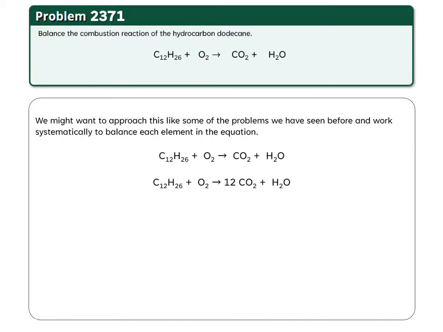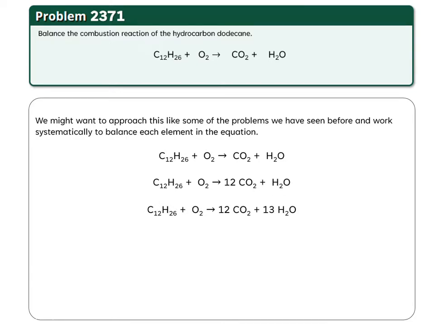We might also observe that we have 26 hydrogen atoms in dodecane, and we can balance the hydrogen atoms by adding a coefficient of 13 to the water molecule to create 13 times 2 equals 26 hydrogen atoms on the product side of the equation. Can we easily balance the oxygens?